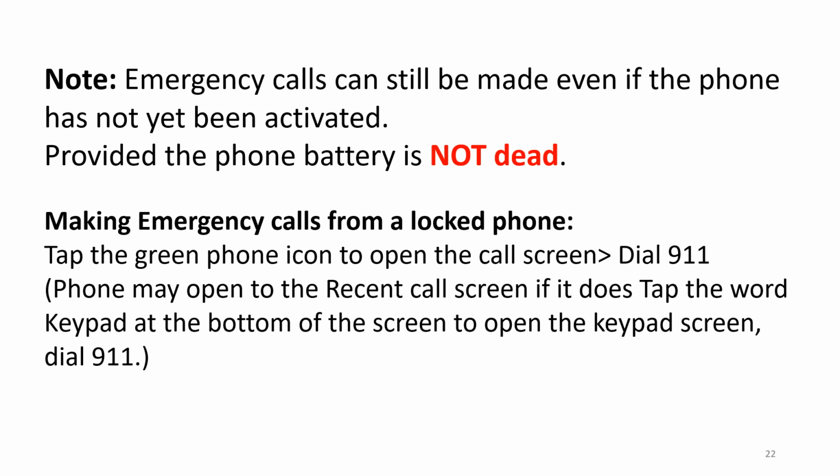Note, emergency calls can still be made even if the phone has not yet been activated, provided the phone battery is not dead. Making emergency calls from a locked phone. Tap the green phone icon to open the call screen. Dial 911. The phone may open to the recent call screen. If it does, tap the word keypad at the bottom of the screen to open up the keypad screen. Dial 911.